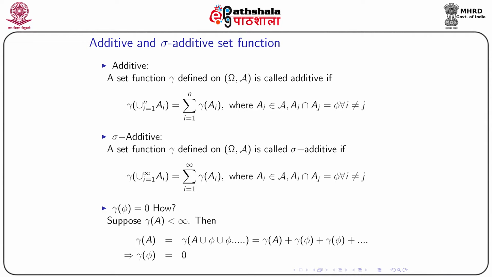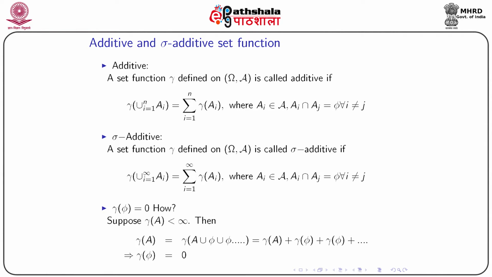So, quite obviously a sigma additive set function is definitely additive, but the converse may not be true. We will show this in later examples, where we can have some set functions which are additive but not sigma additive. Now, one interesting question is: for the null set phi, what should the set function be? We will be assuming gamma phi to be 0.